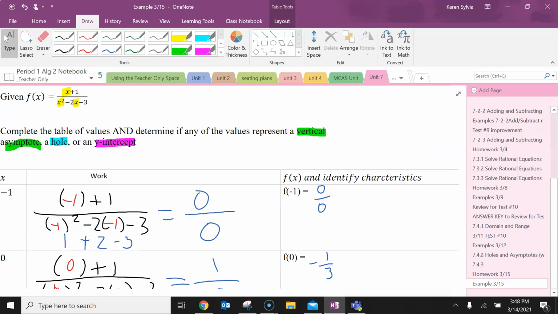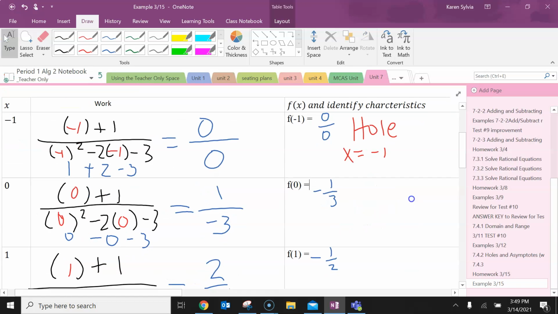Looking for a hole. A hole is when you get the output of 0 over 0. So that would have been when x equals -1. So that produces a hole at x equals -1. And the third one, the last one, is your y-intercept, and that's whatever output you get when your input or x value is 0. So this is my y-intercept.